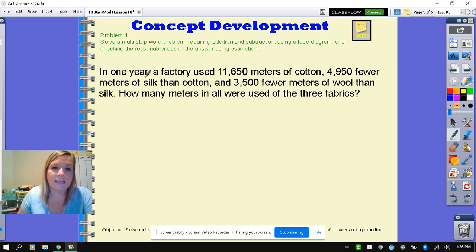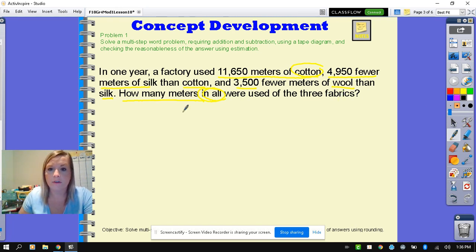So in year 1, a factory used 11,650 meters of cotton. Okay, so we know cotton for sure. 4,950 fewer meters of silk than cotton, and 3,500 fewer meters of wool than silk. How many meters in all were used of the 3 fabrics?